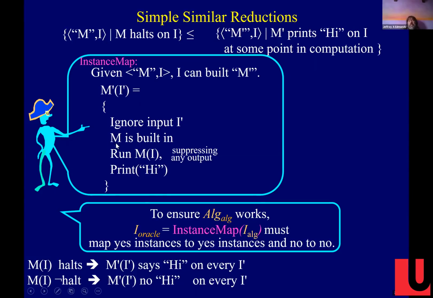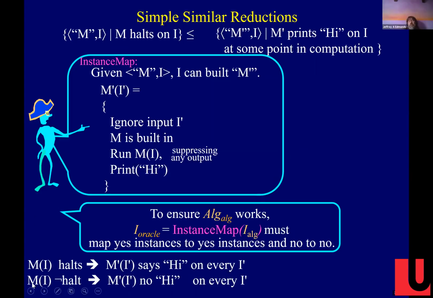If M halts on I, then what does M prime do on its input? M prime is going to say hi no matter what the input is. Whatever input you give M prime, it's going to say hi, because it ignores its input.